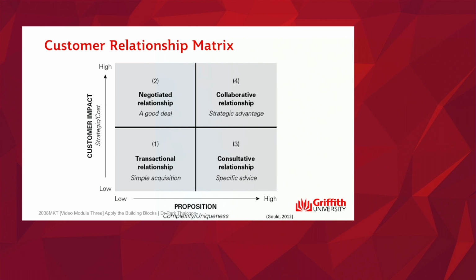So the first type, the lower left-hand side, we call transitional relationship. So basically, this is when the product or the service has low strategic impact on the buyer organization, or the cost impact is low. So the customer in this category requires nothing much from us in terms of relationship building, because we don't need to spend too much time explaining the product, what it is or how to use it.